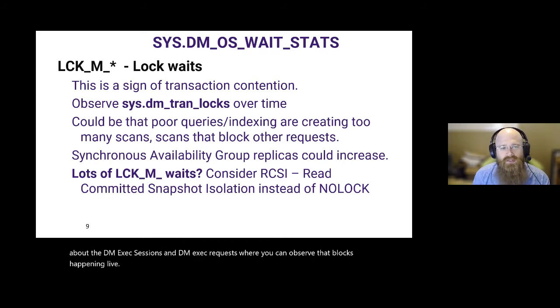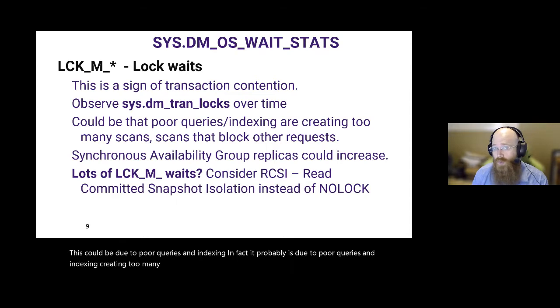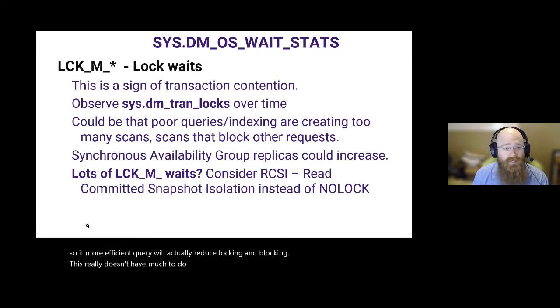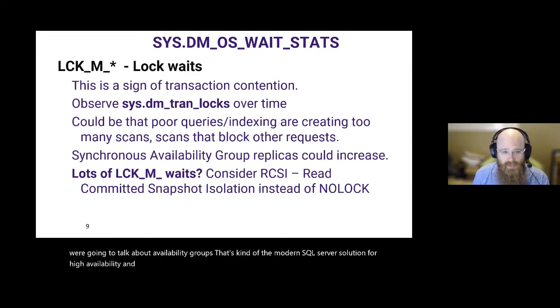This could be due to poor queries and indexing. In fact, it probably is due to poor queries and indexing, creating too many scans. Scans create more locks, which could create more blocks. So a more efficient query will actually reduce locking and blocking. This really doesn't have much to do with storage, but it could. And then availability groups, and we're going to talk about availability groups. That's kind of the modern SQL Server solution for high availability and disaster recovery. Synchronous availability group replicas could increase this.